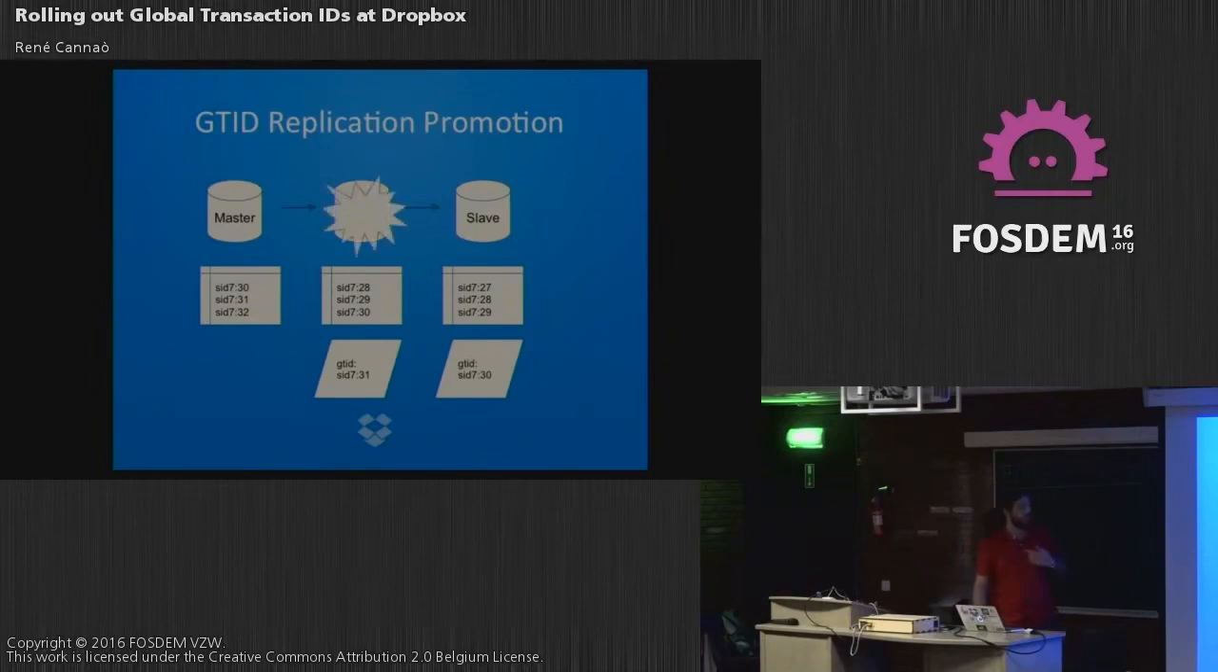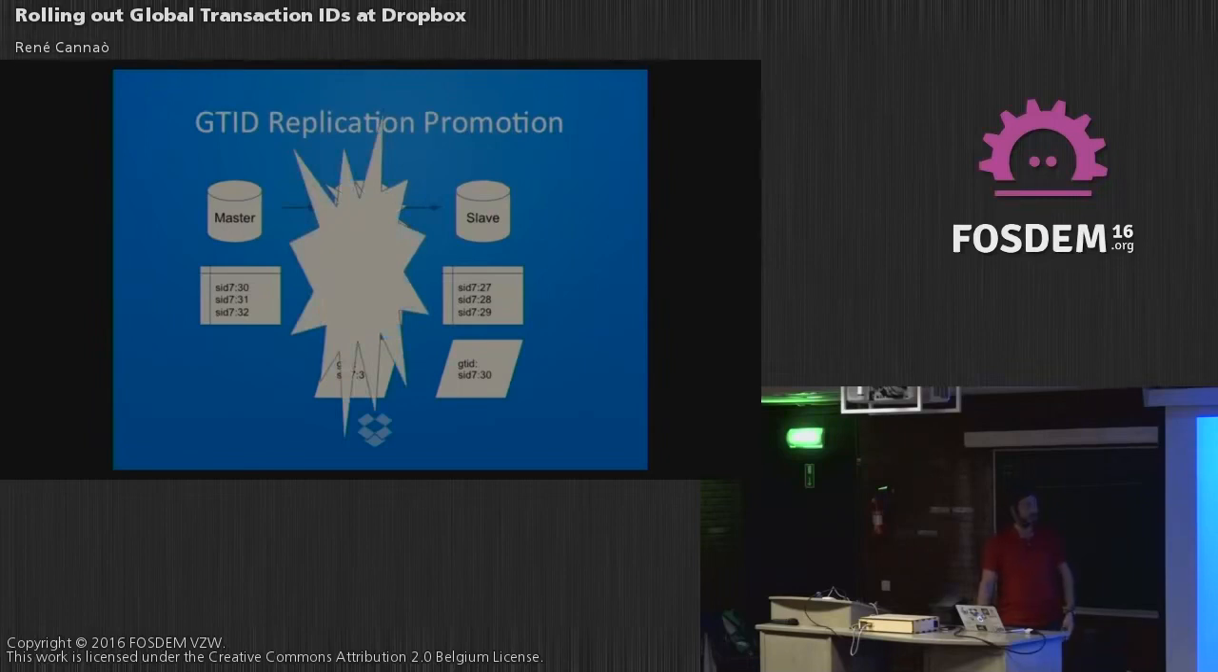So what happens in this setup if we lose the server in the middle? Again we lose all this information. But it's not a problem, because now we know that the last transaction ID the last slave wrote in its own binary logs is the one with source ID number 7 and transaction ID number 29. So what we need to do is start replication from 7 and 30. We just connect this slave to the master and it will automatically resume replication from the right position.